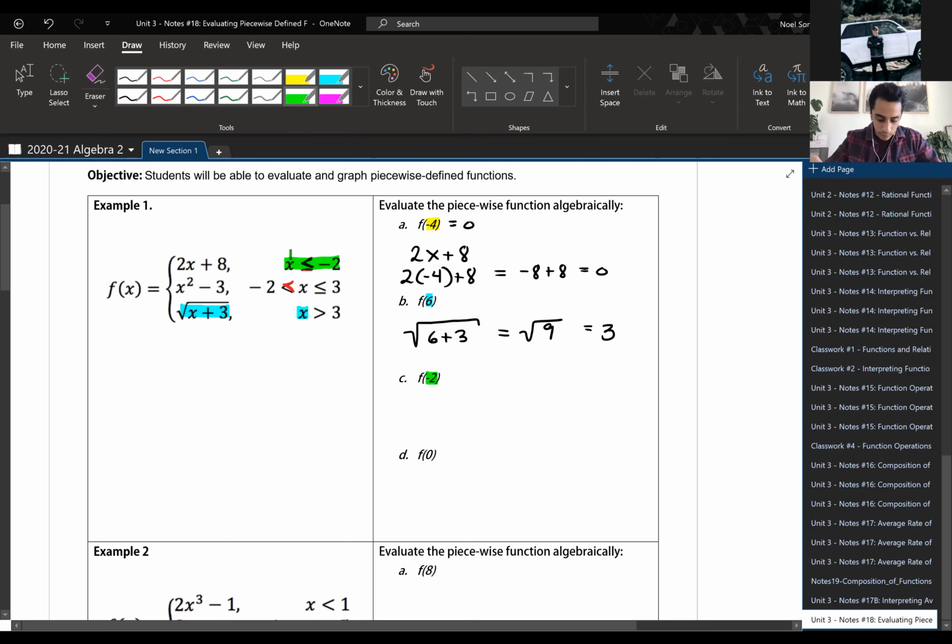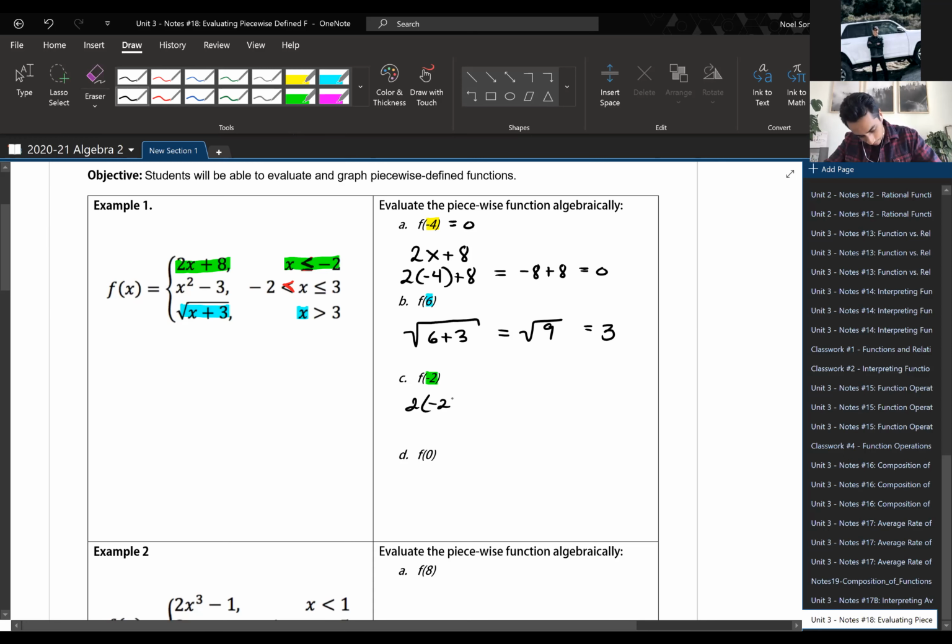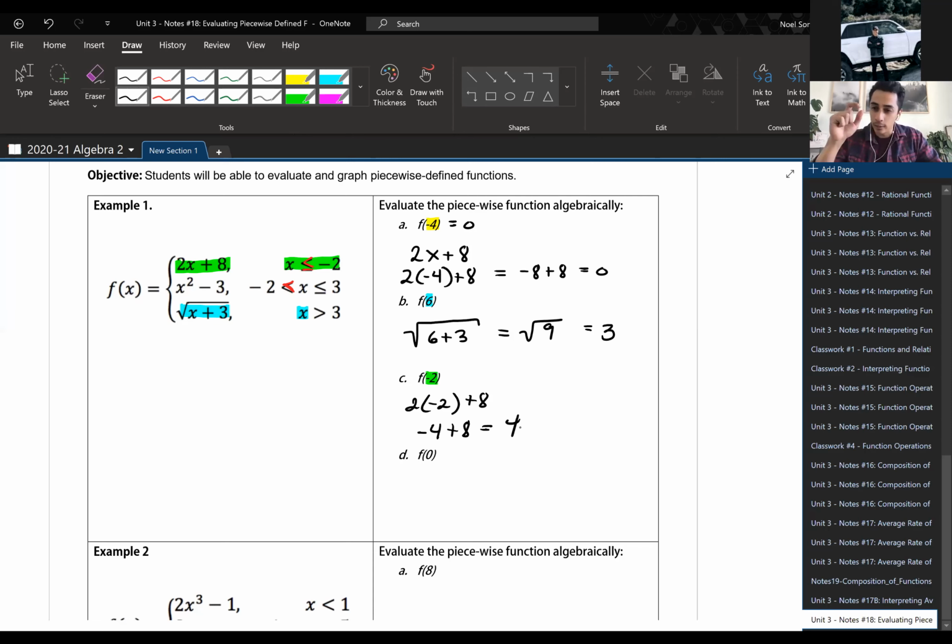Because -2 is equal to -2, right? So then we would reuse this function. So we would have 2 times -2 plus 8. That gives us -4 plus 8, so that's actually just 4. Okay, so it can get a little bit tricky. You have to be able to know, do I include it or not include it? So look for those signs when you have the less than or equal to or just less than, so that you know which one the -2 will belong to.